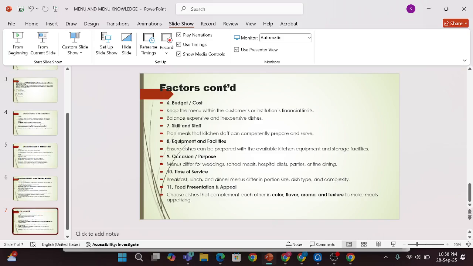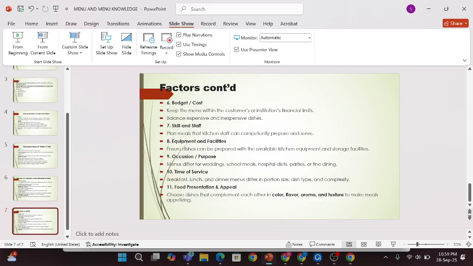Then we also have time of service: breakfast, lunch, and dinner. They mostly differ. Those people who'll take a heavy lunch, but in dinner they'll take just a light meal. Those who prefer a heavy breakfast maybe won't have to take another meal for the rest of the day. So it's important to consider. You don't plan for people a small portion of food in the morning, then in the evening you give them a heavy meal. It's not healthy.